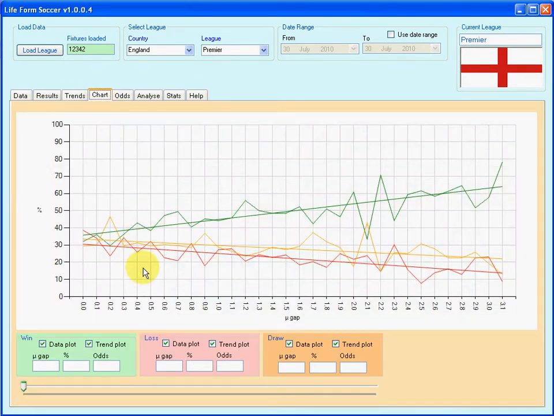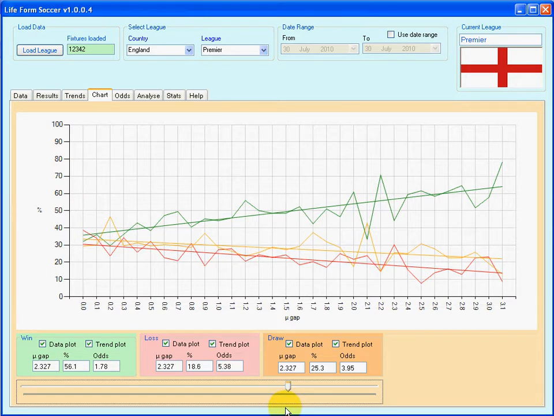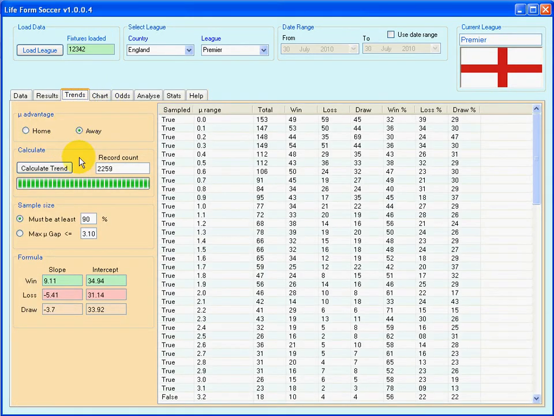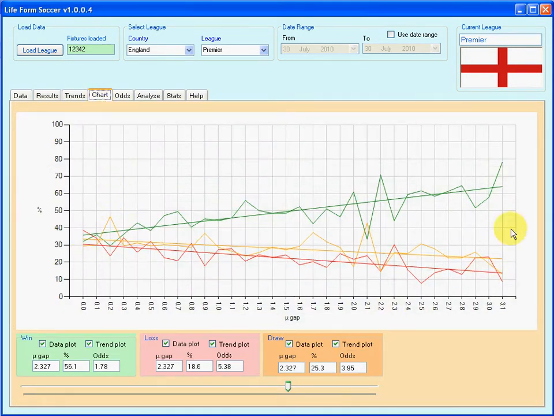We can now go to our chart and we can enter in the mu difference, and if you can remember, the mu difference was 2.327. Now our away team has the advantage this time, and we have calculated an away trend. So this means that this chart now applies to the away team.